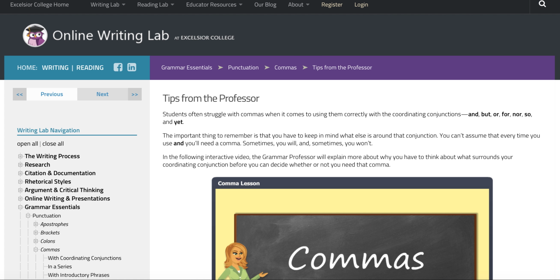And the wonderful Excelsior College OWL summarizes all the rules so concisely for us. You may see a few different variations on the academic comma rules, but these are the main ones. These are the key ones, and I hope this is helpful.